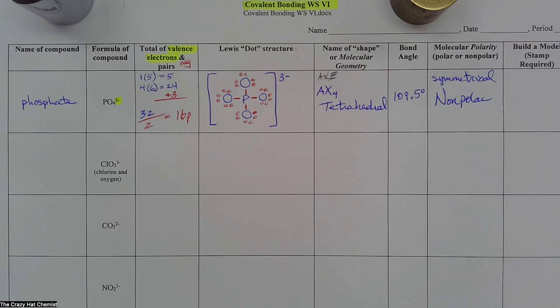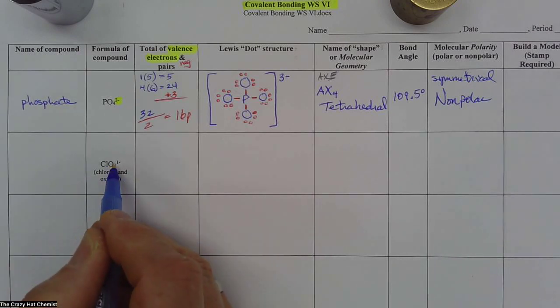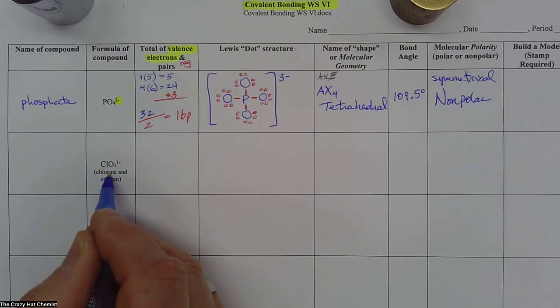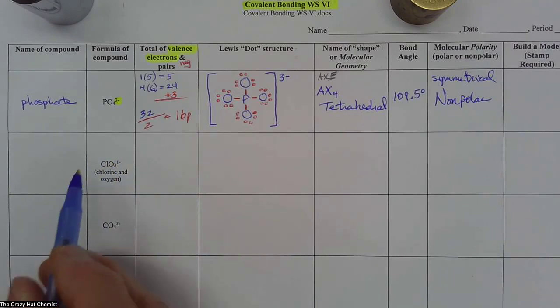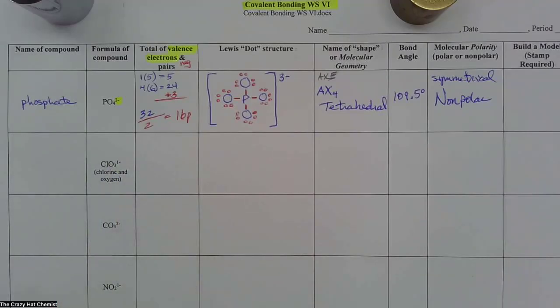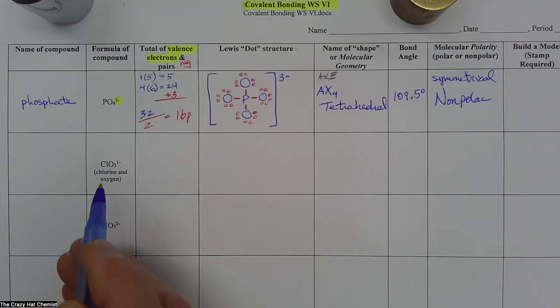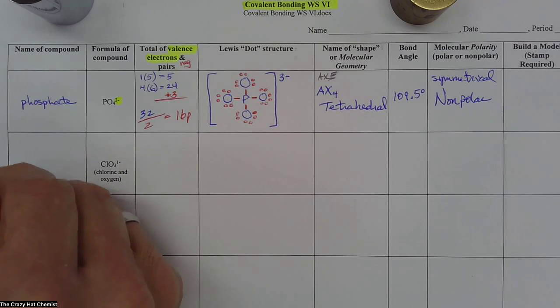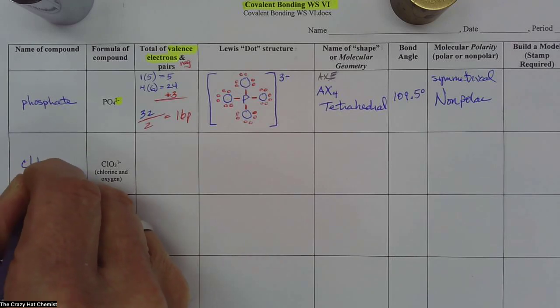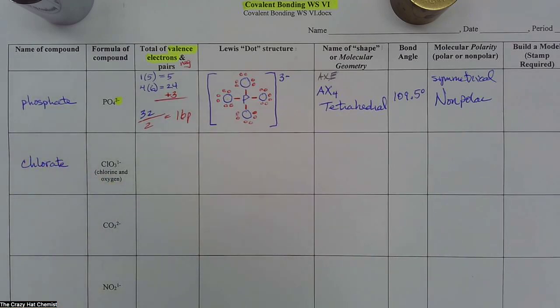Perfecto. All right, now what we're going to do is the next problem here. And that one is ClO3 minus. And that is a chlorine and an oxygen. That's not a carbon, iodine, and oxygen. So that's why I've labeled that there. The name of this is chlorate. This is chlorate.